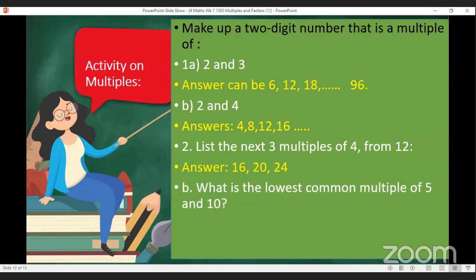And then the last question is, what is the lowest common multiple of 5 and 10? So where do the multiples of 5 and 10 first meet? Where do they meet? So if I count in 5s and I count in 10s, then you'll say this one first. This is where they first met. Okay, let's see who got this one right.